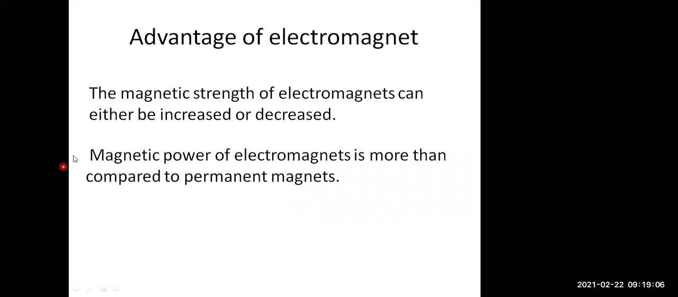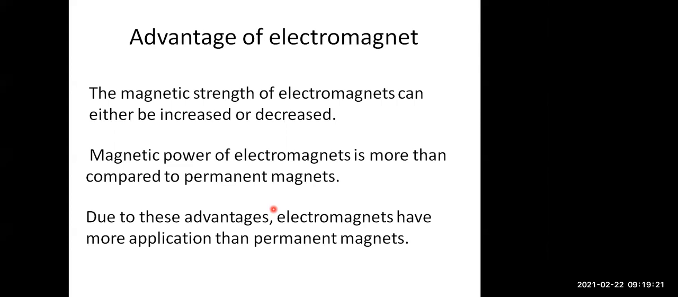Second thing is, the magnetic power of the electromagnet is more as compared to the permanent magnet. Permanent magnets have weak magnetic forces as compared to electromagnets. Due to these advantages, electromagnets have more applications than permanent magnets. The best advantage is the magnetic strength can be increased or decreased as per the need, and that is why they have a wide application.